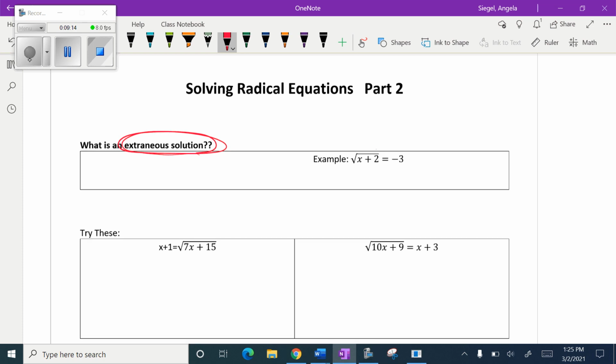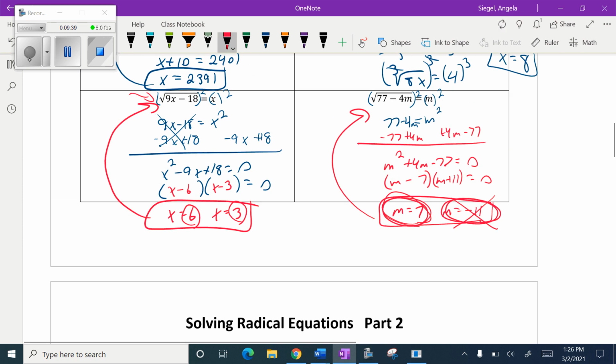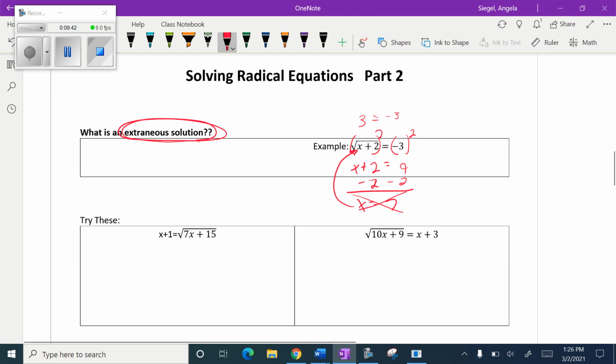So let's see what happens here. So when I square this, I get x plus 2 equals 9, and then subtract 2, I get x equals 7. So let's see if this works. So when I plug in 7 plus 2, that's 9. The square root of 9 is positive 3, and my answer is -3. So this is an extraneous solution. So that's the same thing that happened up here. It's extraneous.